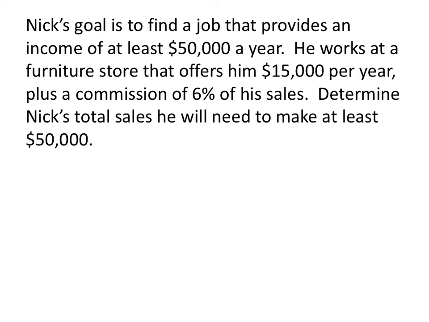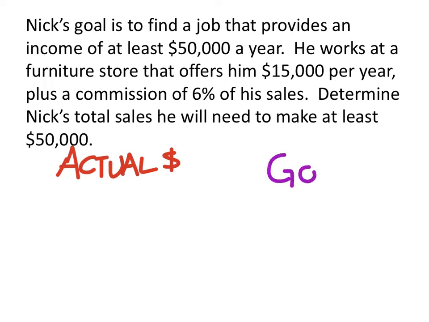And so it would say, well, what are the two things we're comparing here? We're comparing Nick's actual earnings, or how much he will actually earn, so dollars I'll put there. And we're comparing it with his goal. It said it was a goal, how much he would like to make over the year. He wants to be at least a certain amount, so whatever he makes needs to be greater than, but it could be equal to his goal, and he'd be fine.